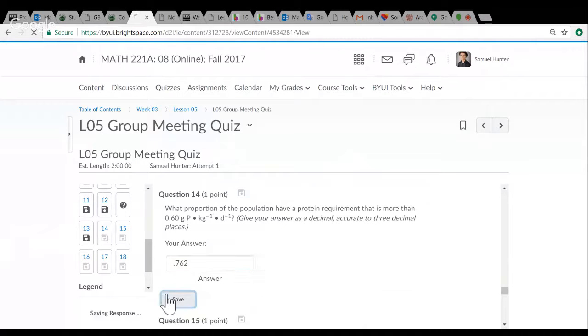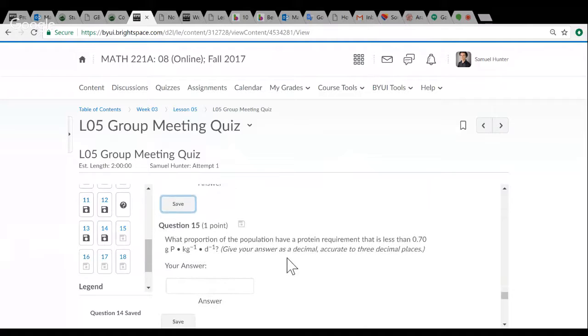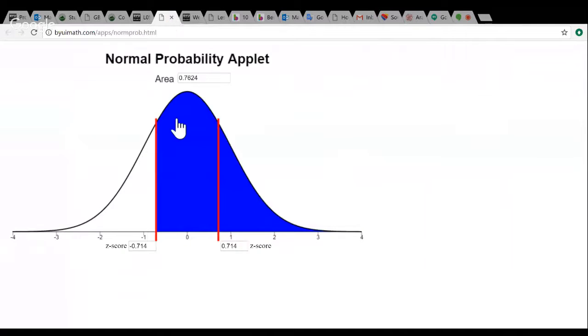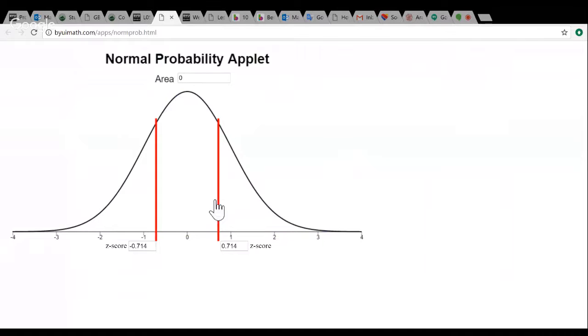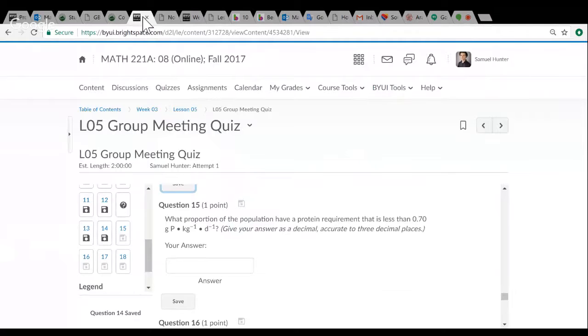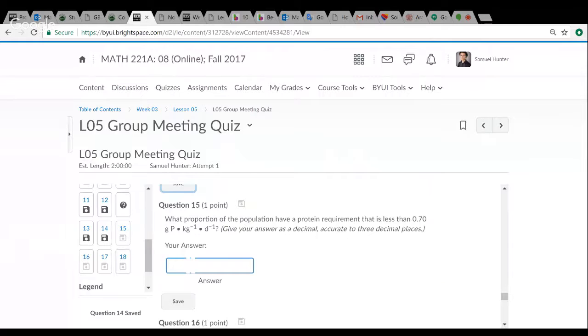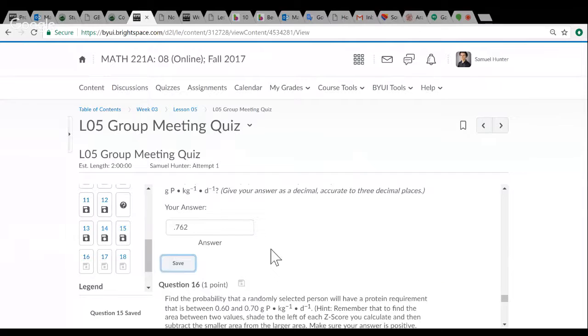And then for 15, you would do the same, basically. Less than 0.70, so 0.70 minus 0.65 divided by 0.07. So now, oh, so it's the same Z-score, right? Yeah, it stays the same Z-score because you're doing the same type of thing. And it's what proportion? Less than 0.70, so not that and that. So it's those two, and it's still the same thing. It's just the opposite side. Okay. 0.762. Okay.